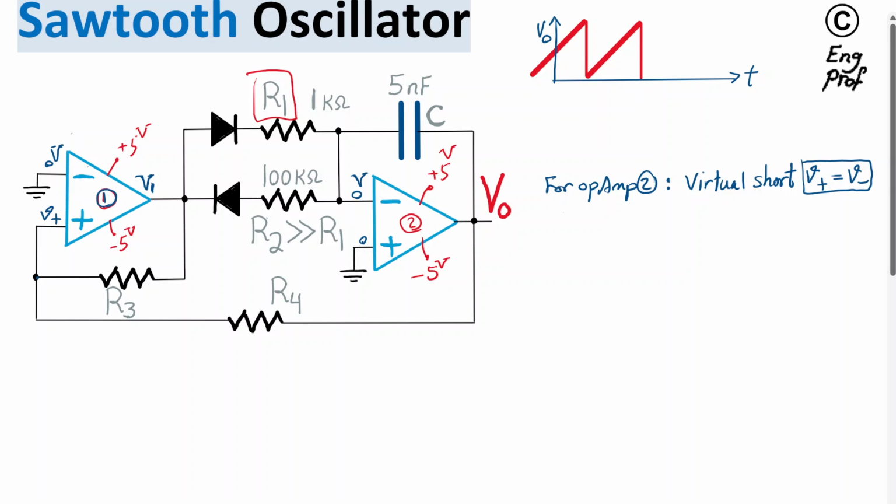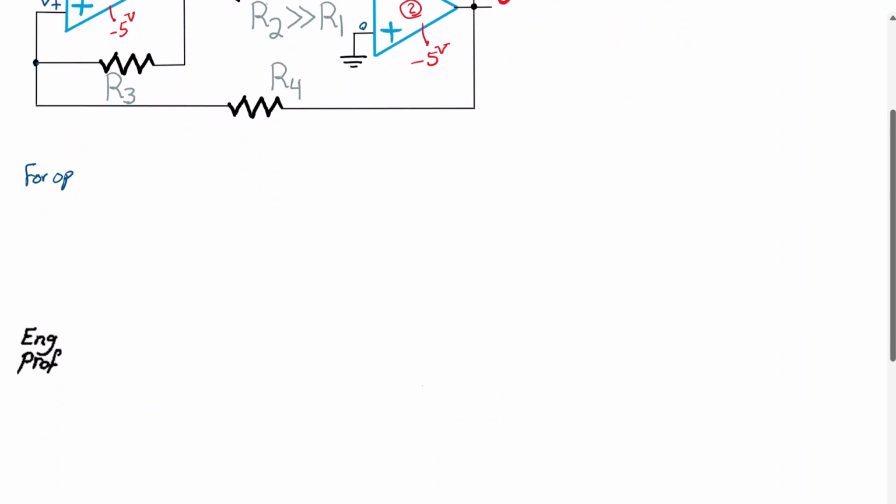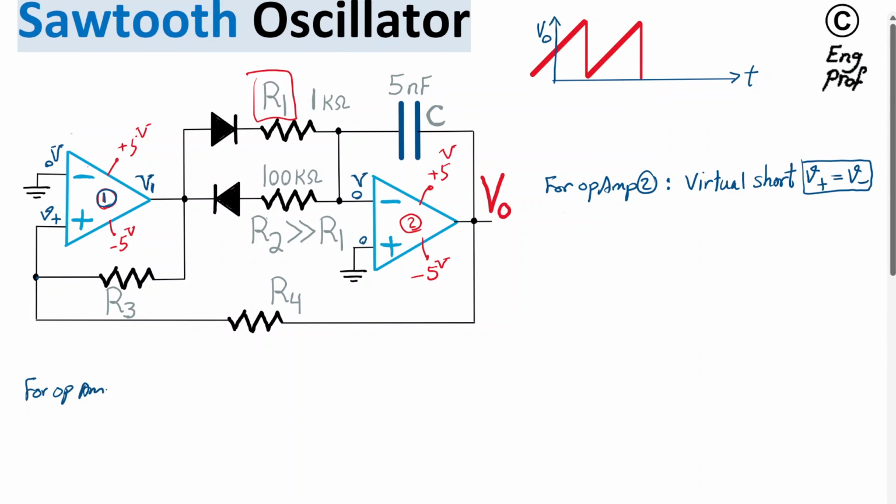So for op-amp number 1, I'm going to write it here as a reference. Whenever V positive is greater than V negative, which is 0, then as a comparator, op-amp number 1, being an op-amp with very large open loop gain, will immediately shoot the output voltage V1 at the output of op-amp 1 to the maximum positive saturation voltage, which is 5 volt.